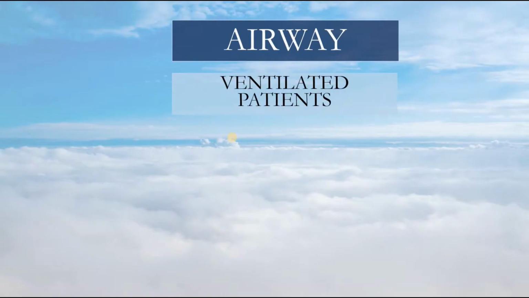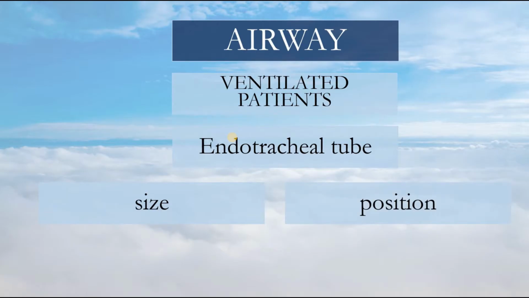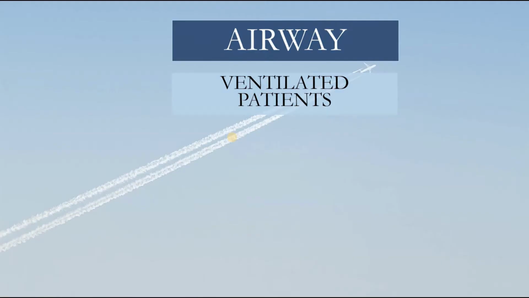And then for your ventilated patients, check the following. Take note of the endotracheal tube, including its size and its position as well, especially the position. So checking the position ensures that the tube hasn't moved, which is detrimental to the patient. For example, we have endotracheal tube or ETT size 8 tied at 23 centimeters at lips.